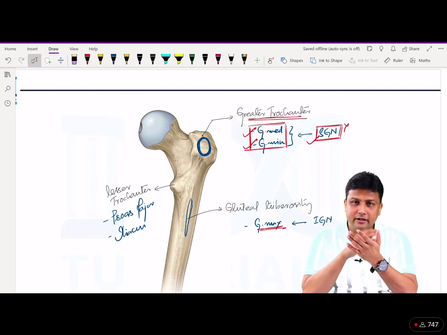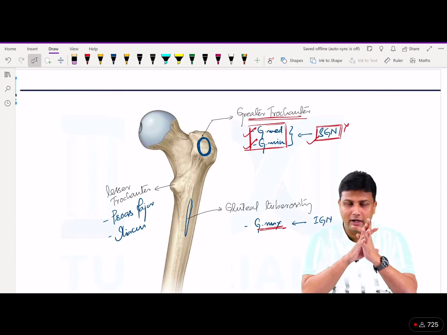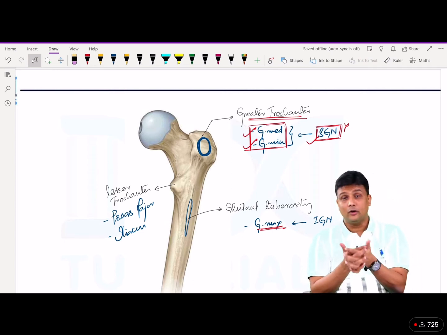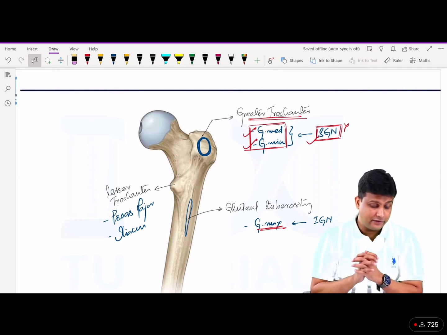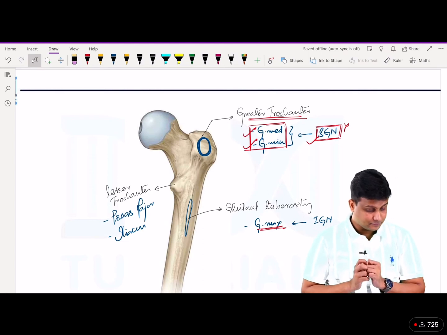The muscle, the nerve supply, what will happen with the injuries and all those things, and along with that the attachments to the upper end of the femur, everything has been done here, guys. Okay?